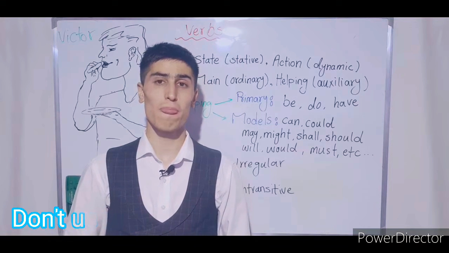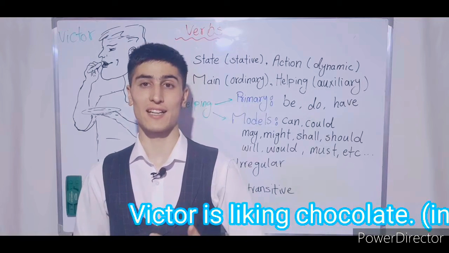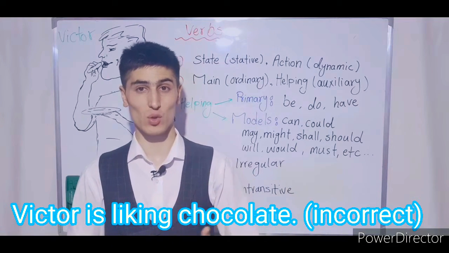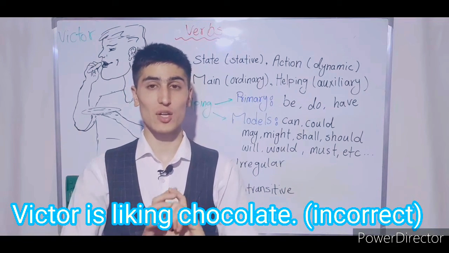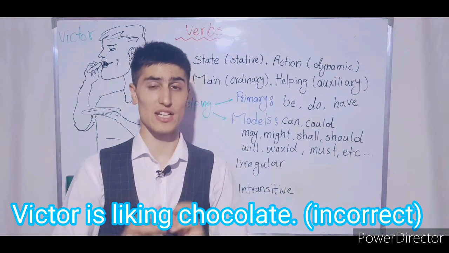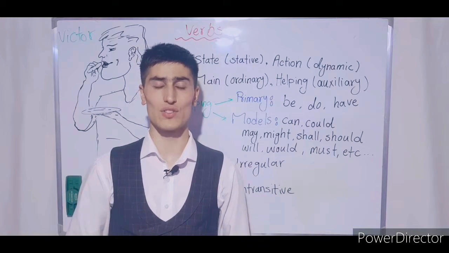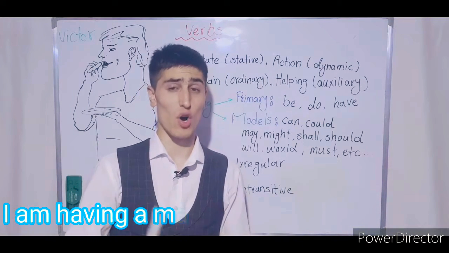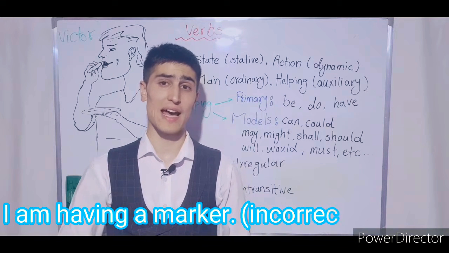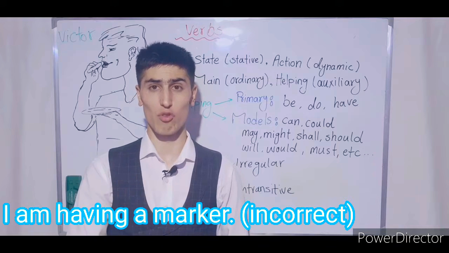For example, we cannot say Victor is liking chocolate. Victor is liking chocolate. This is a completely incorrect sentence because like is a stative verb and it does not take the ing form. Or I cannot say that I am having a marker. Okay? Because have is also a stative verb and it does not take the ing form.